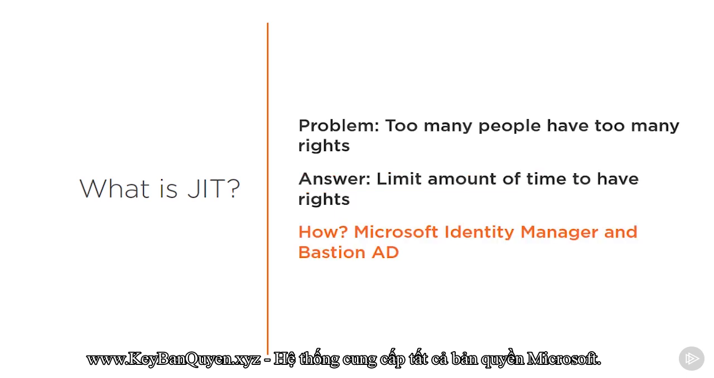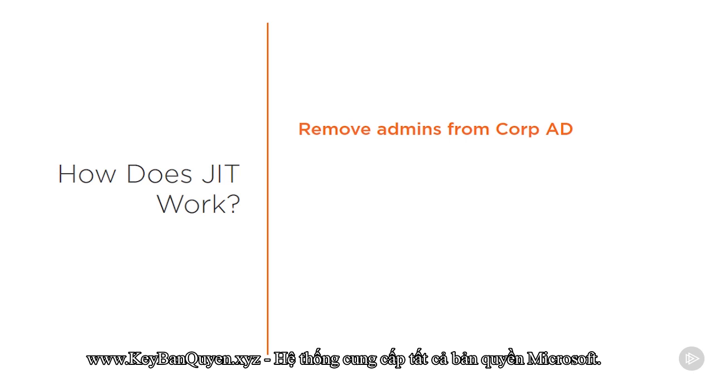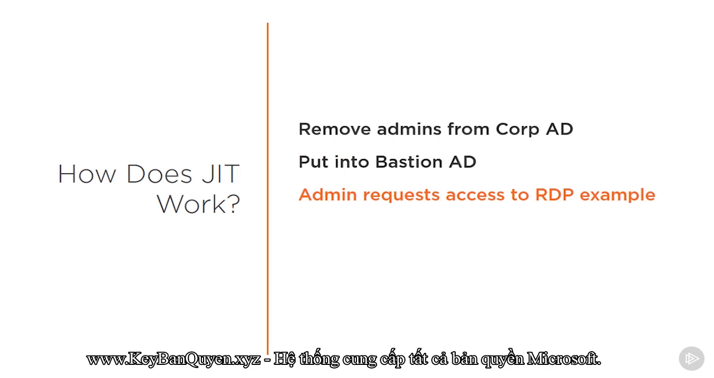And we do this by using Microsoft Identity Manager and the Bastion Active Directory Forest, which is a separate forest that is trusted by our production Active Directory Forest. The first thing we need to do is to remove the administrators from the corporate Active Directory. And we take those users and we put them into the Bastion Active Directory. So now they're completely gone from our production environment and just put into this Bastion Forest.